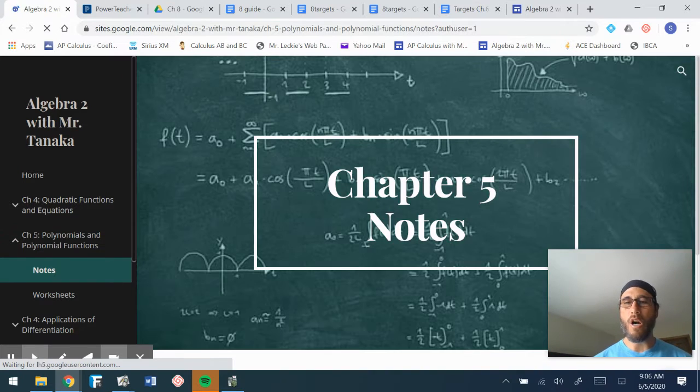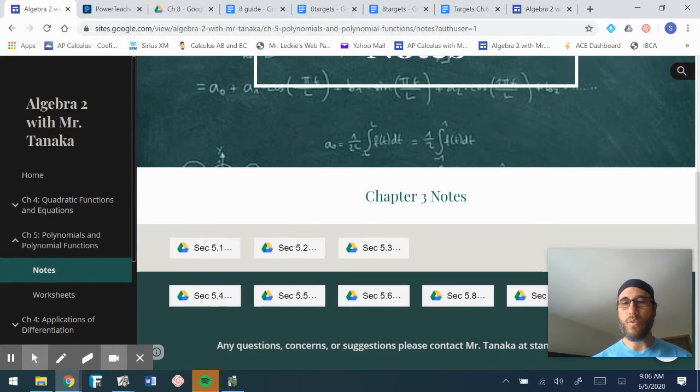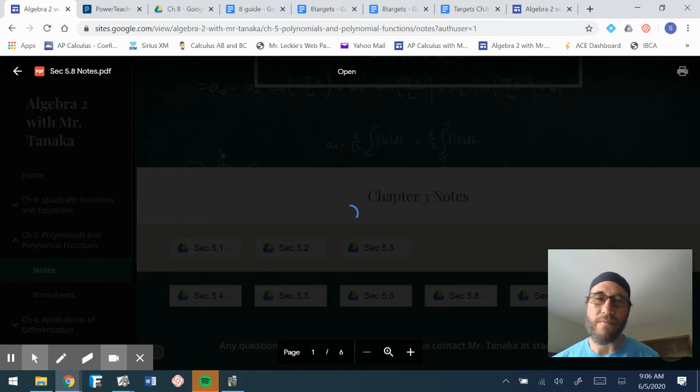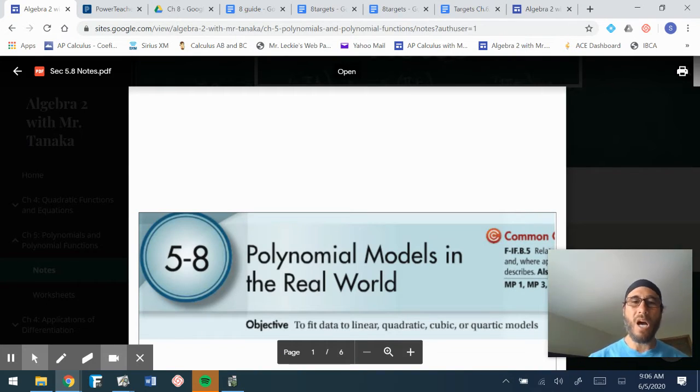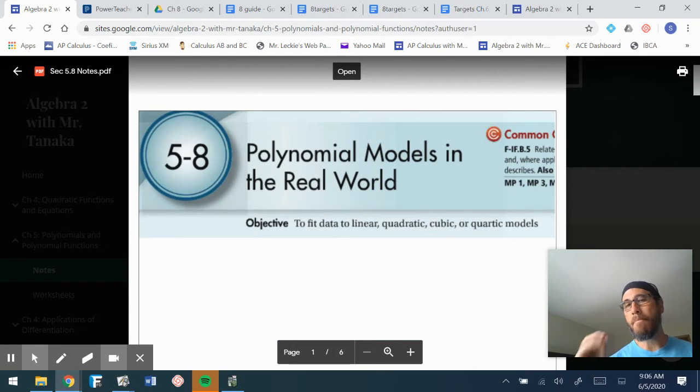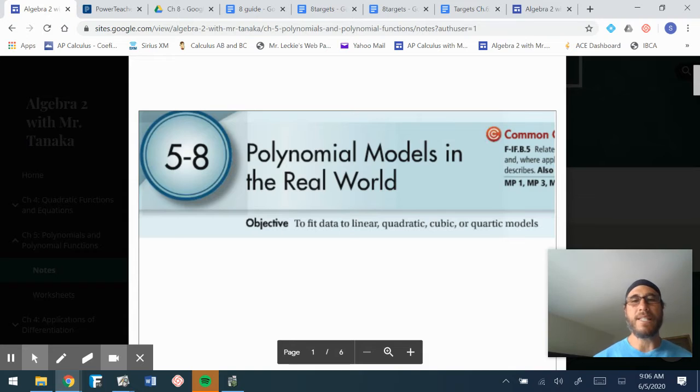Remember, you go to your notes. Today we are doing 5-8. Okay, we skipped 5-7. And we're doing polynomial models in the real world. So the cool thing about this lesson is that, hey, we don't have to show any work for all of this stuff. It's just your ability to be able to use your calculators efficiently.